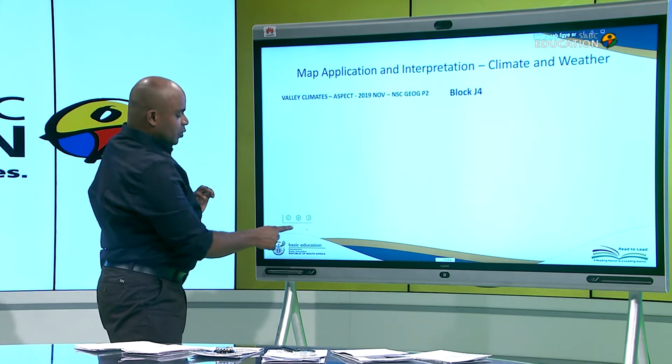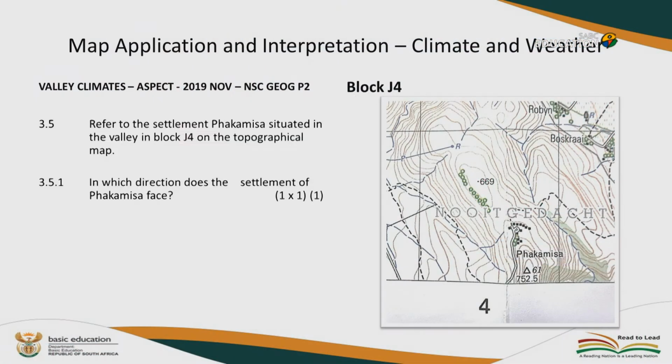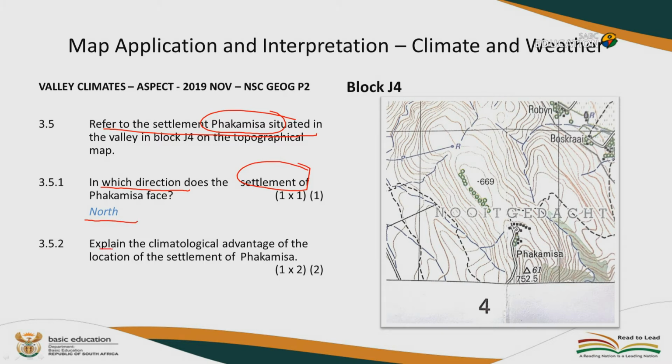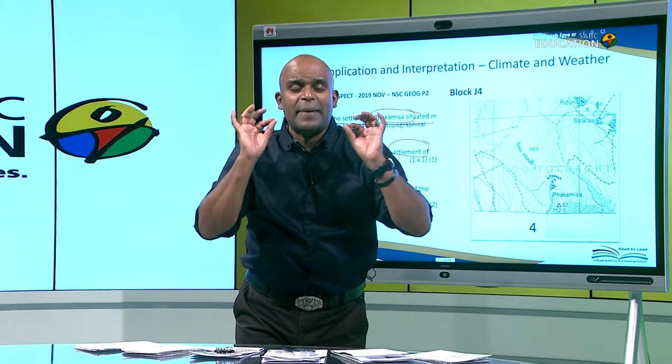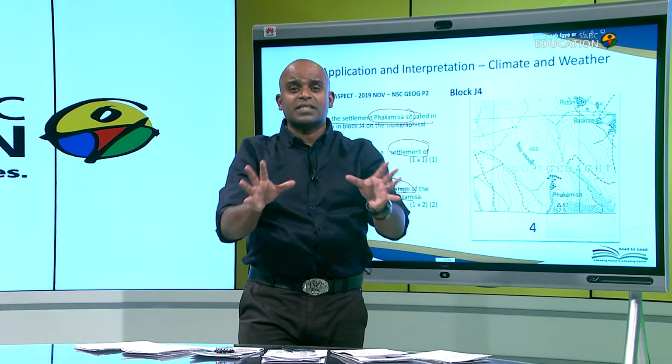The next one that we look at is again valley climates. Working through this, notice the way the question is phrased. Again on Phakamisa, in which direction does the settlement of Phakamisa face? Again, it's a north-facing slope. For this one, explain the climatological advantage of the location of the settlement of Phakamisa, and in this example, the direct insolation on the slope. Again, a similar type of question with the same application, but the phrasing is different.